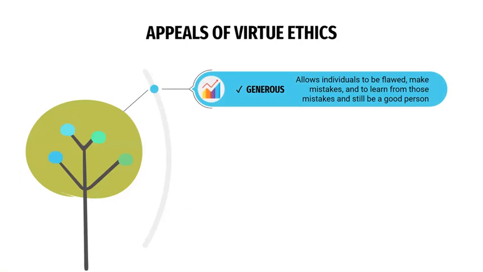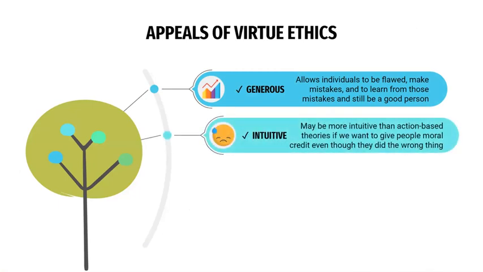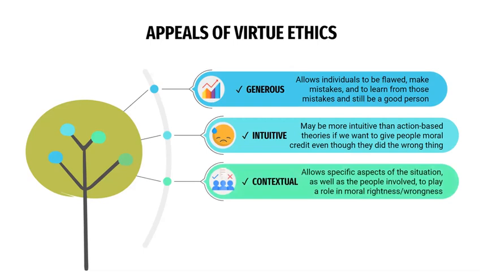Okay, appeals of virtue ethics. There are a lot. Generous. It allows individuals to be flawed, make mistakes, and to learn from those mistakes and still be a good person. Intuitive, for a lot of people, for good reason, maybe more intuitive than action-based theories if we want to give people moral credit, even though they did the wrong thing. It's also contextual. It allows specific aspects of the situation, as well as the people involved, to play a role in moral rightness or wrongness.